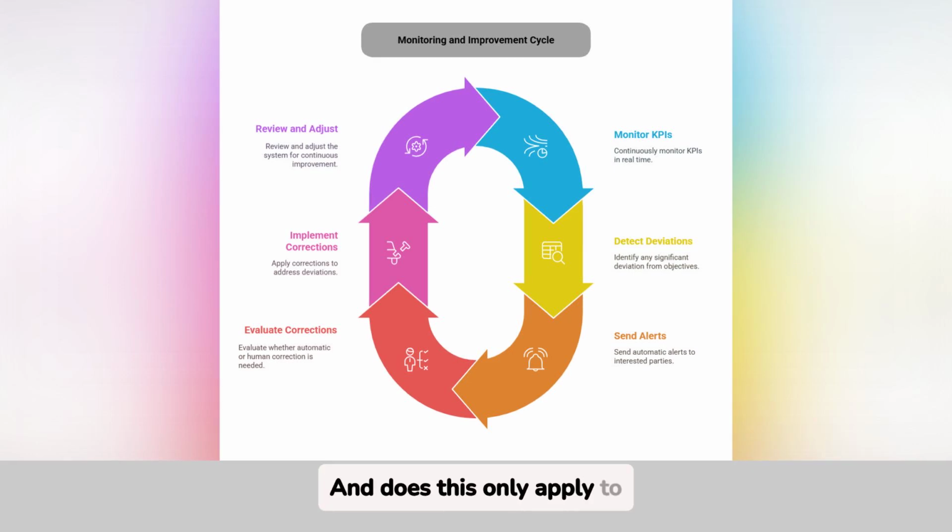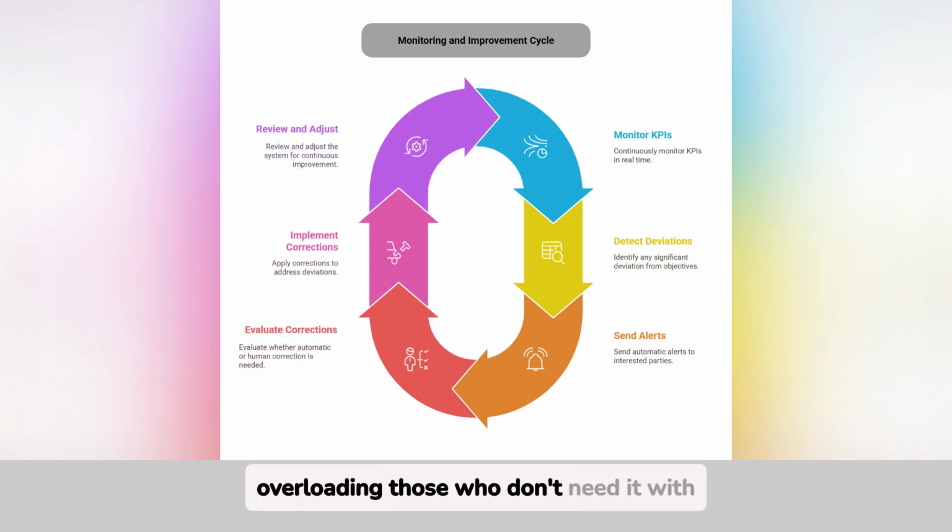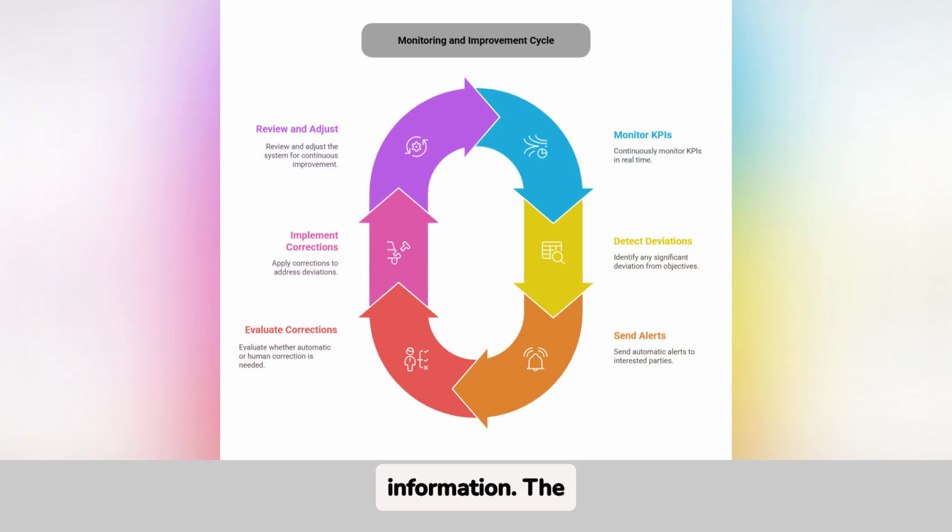And does this only apply to management or also to those responsible for each area? All stakeholders have access, with varying levels of visibility. Additionally, you can define what types of alerts each person receives to avoid overloading those who don't need it with information. The sales team can receive different alerts than the operations team, for example. It's completely customizable based on each person's roles and responsibilities.